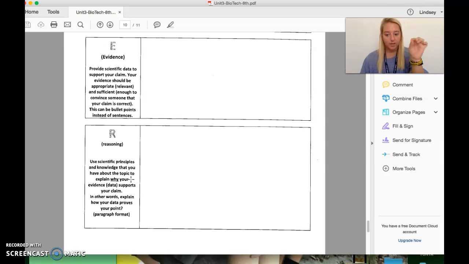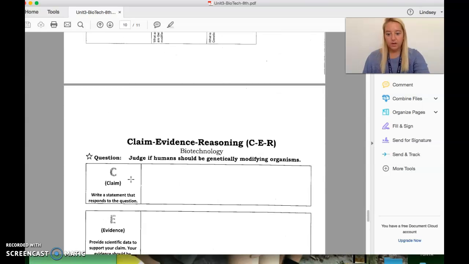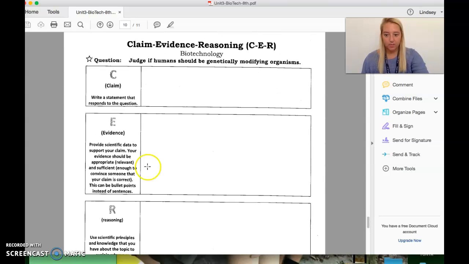So you're going to write this up. You can type it up if you would like. So maybe if you think these boxes are too small, you can create a Google Doc and put CER. They should be complete sentences, full sentences. For your evidence, I would love you to link websites in there if you're doing a Google Doc, or write at the very least who published the article that you found as evidence supporting your claim.